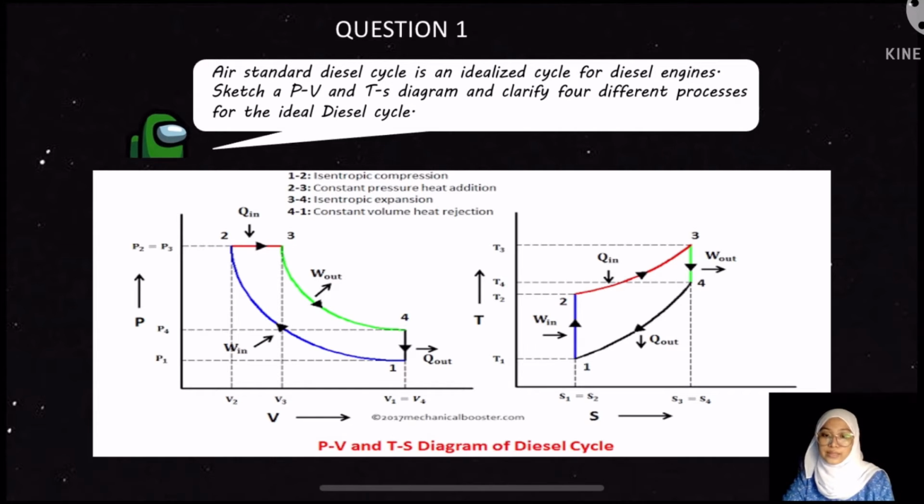Process 4-1. Constant volume heat rejection. In this process, the piston rests at BDC for a moment and the cold body is brought in contact with the cylinder and the heat rejection takes place at constant volume. The pressure decreases from P4 to P1. Temperature decreases from T4 to T1. Entropy decreases from S4 to S1 and volume remains constant. That's all for the different processes.